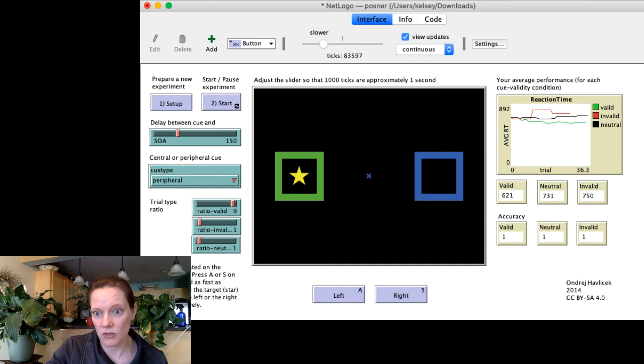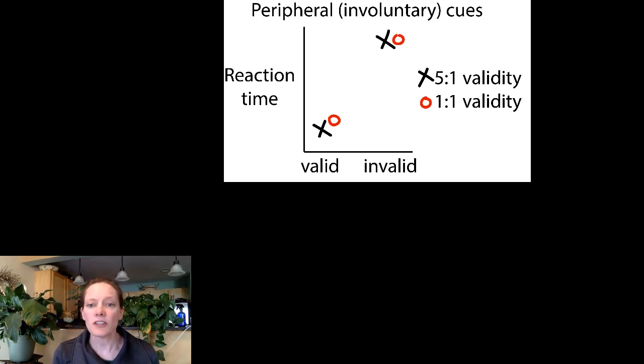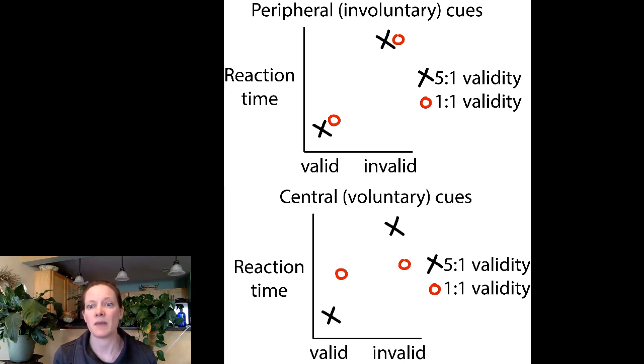So for involuntary attention, the validity of the cue should actually have minimal impact on the reaction time difference. You should still see that difference between valid and invalid trials, regardless of how valid the cue is. For the central cue, the cue's ability to impact behavior should be much greater when it's mostly valid than when it's invalid.